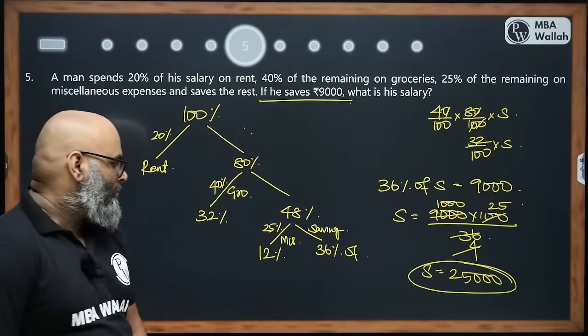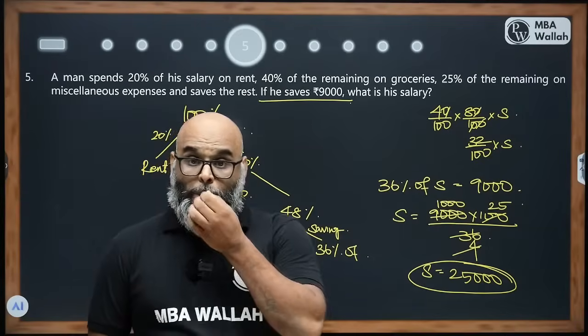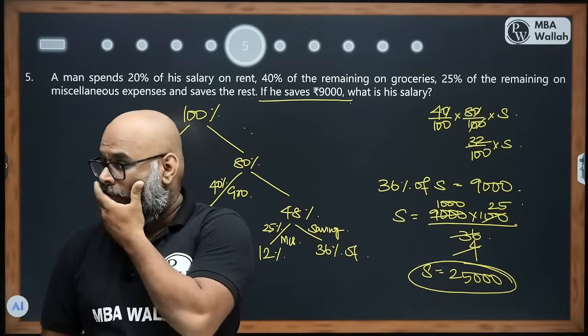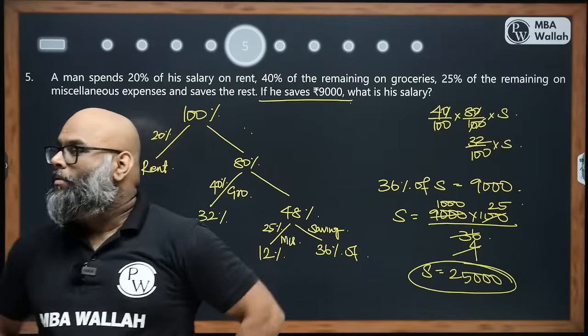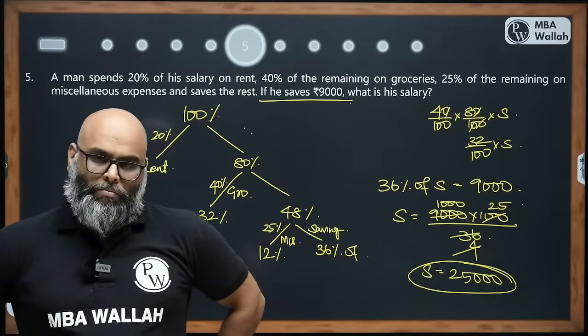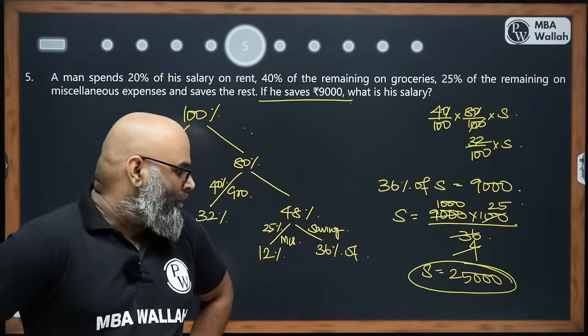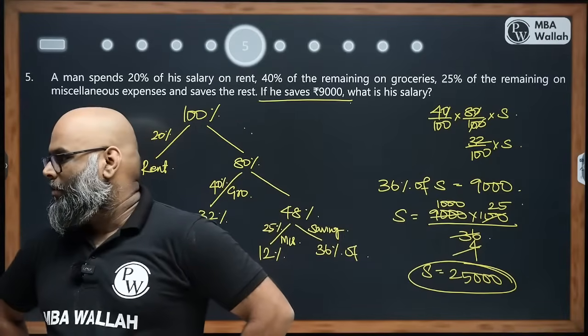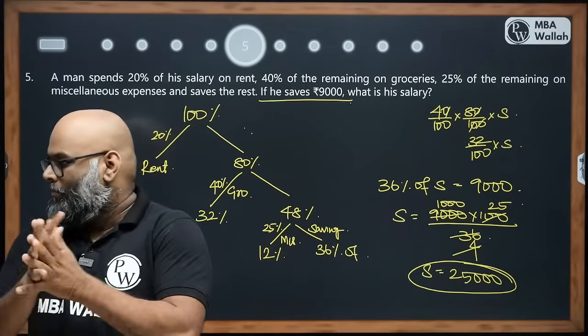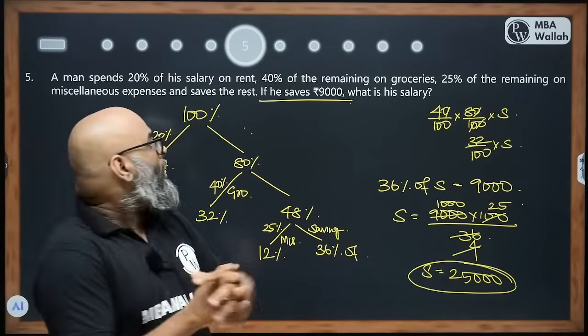Clear? Any doubts? Any questions? That's how it is done. That's how it needs to be done. 25,000 is the right answer. Are we good here? We'll jump on to the next question.